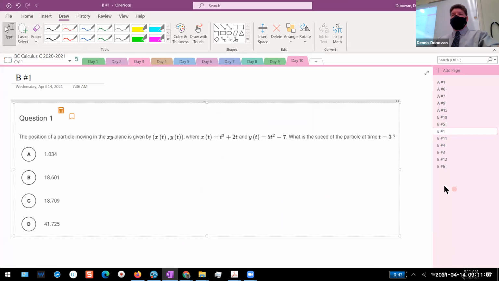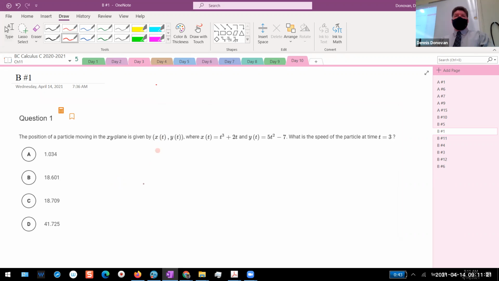All right, number 1. The position of the particle moving in the xy plane is given by x(t), y(t), where x is that and y is that. What is the speed of the particle at time t equals 3? What is speed?